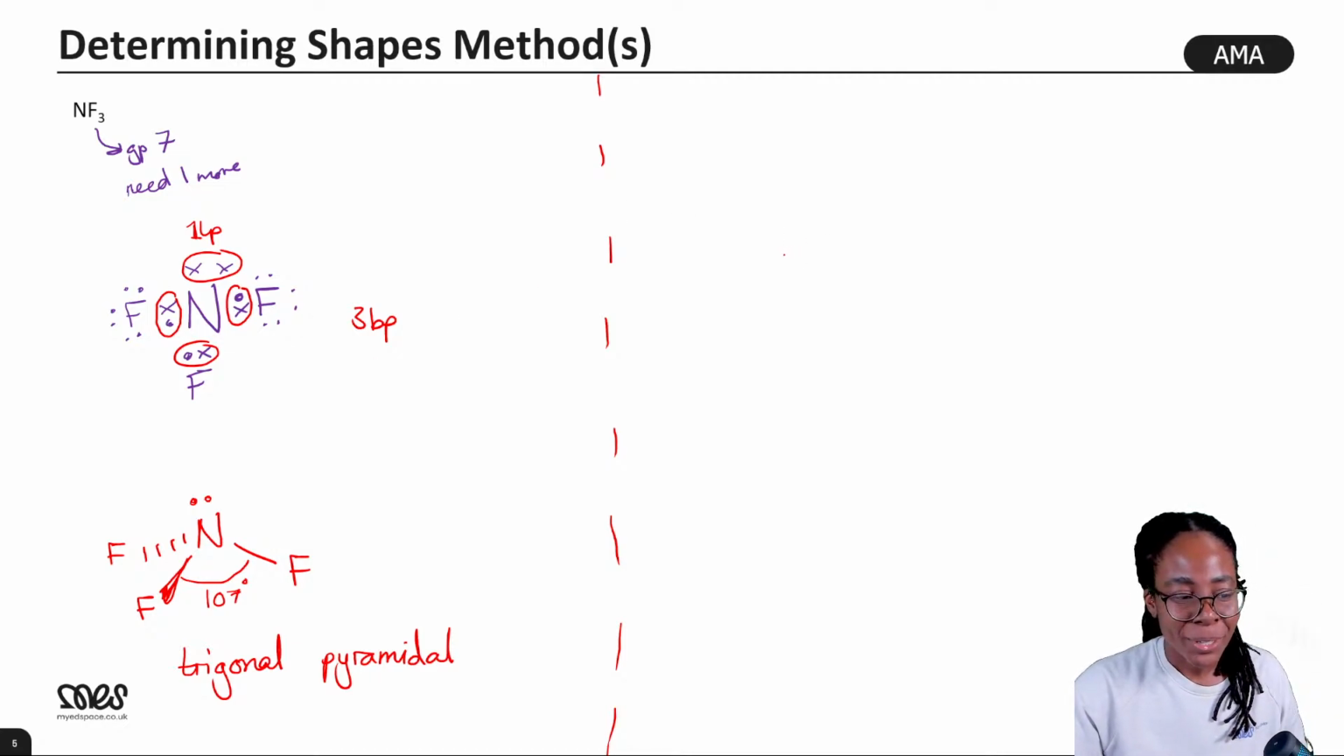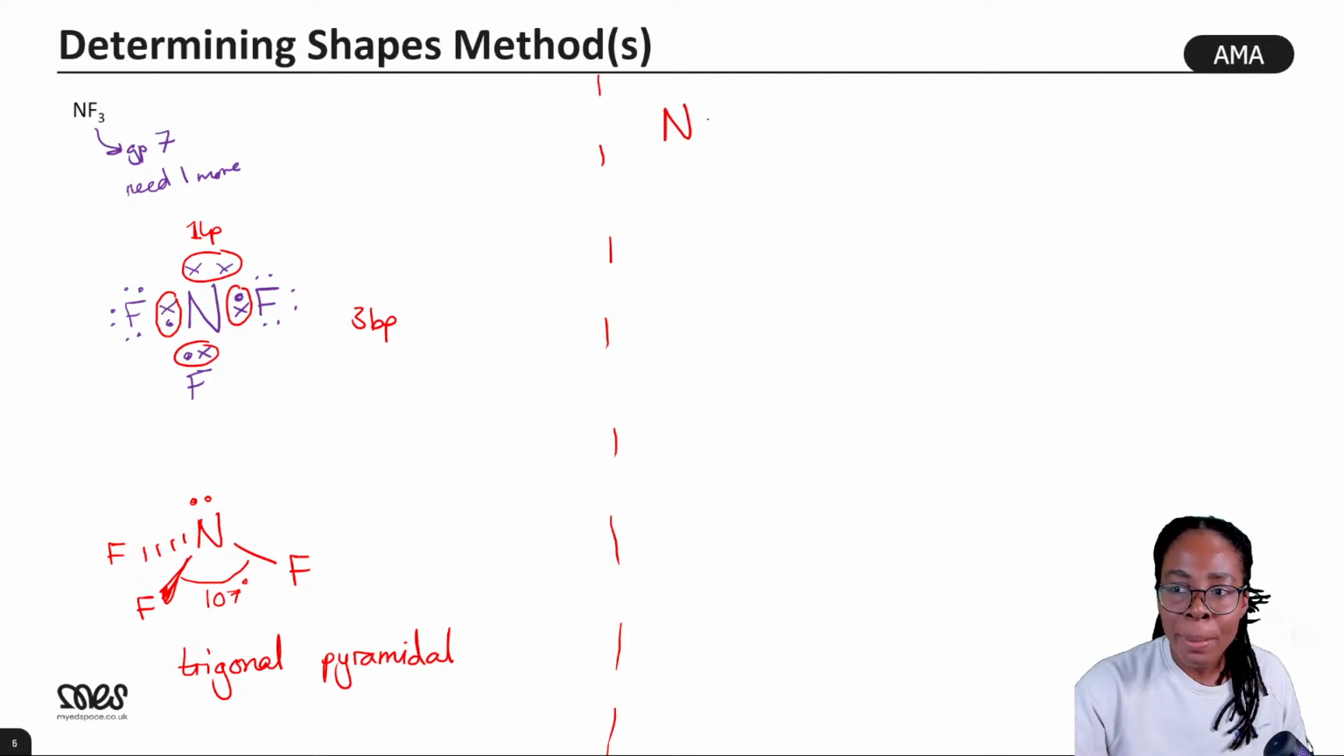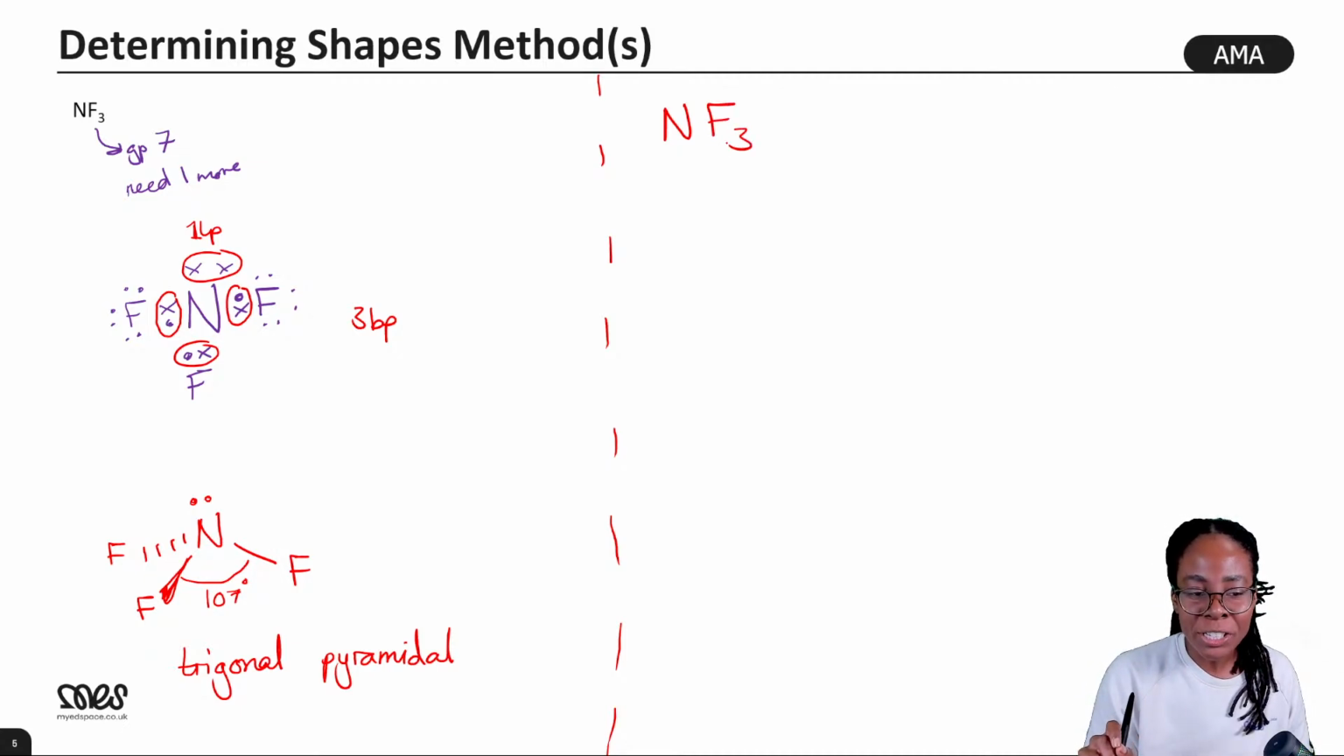Okay. So we would start by looking at how many electrons we have. Actually, no, we won't. Let me use my new method. So to figure out the shape of NF3 using a counting method, we can first just look at this small number here, the 3, and that 3 automatically tells you that there are 3 bonding pairs.